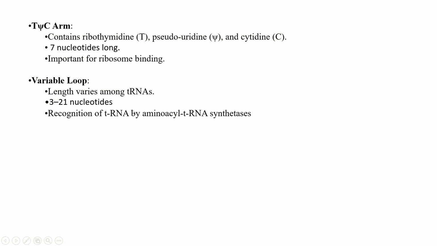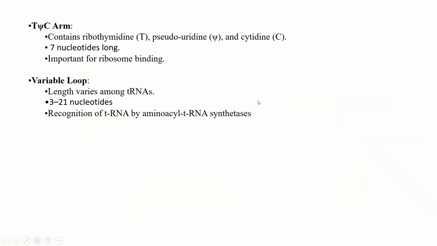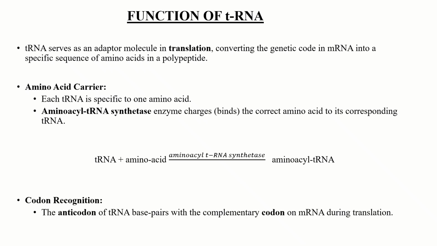Next is the variable arm, which we can see in the above diagram. This is the variable arm, shown in this yellow structure. It has variable length among tRNAs, from 3 to 21 nucleotides. It is involved in recognition of tRNA by aminoacyl tRNA synthetase. So these are the 5 different arms of tRNA. Now let's move on to the function of tRNA.